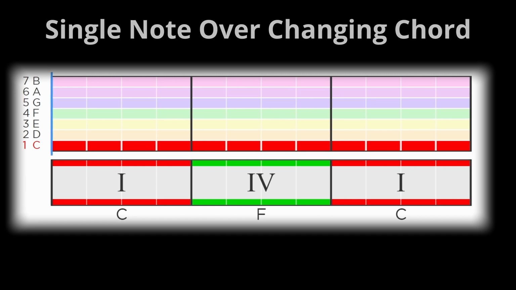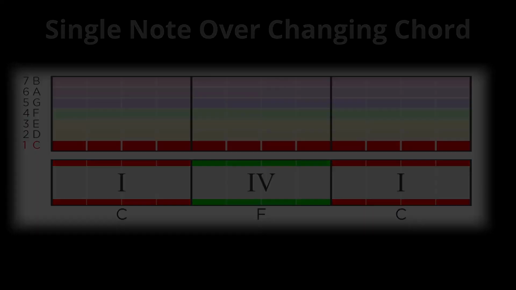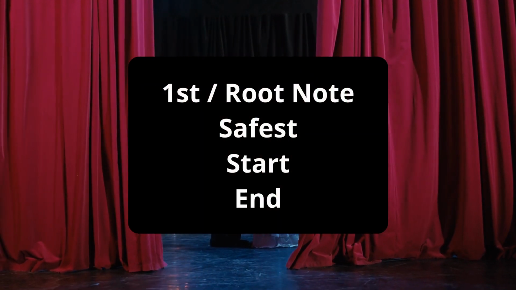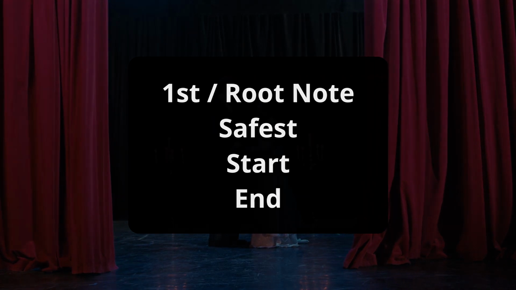Notice how the same note has a different feel or a changing role over different chords. The first note, also called the root note, has the safest, most stable feeling of any melody note. It is therefore useful for the start and end of a melody.